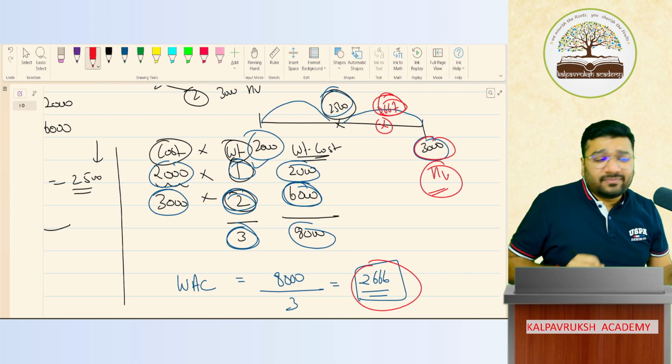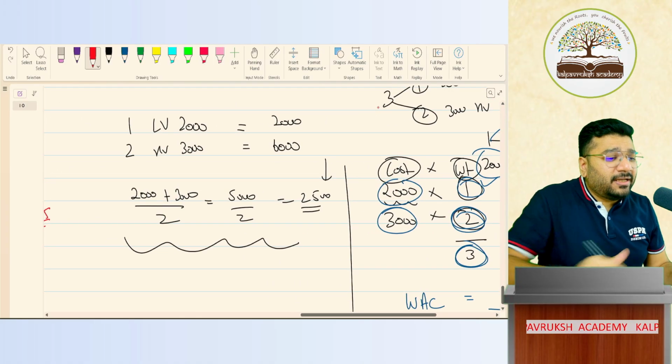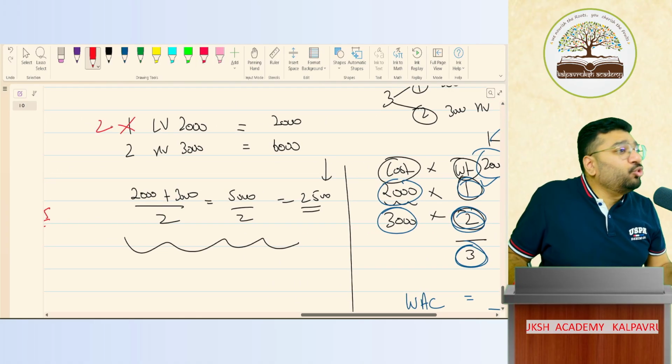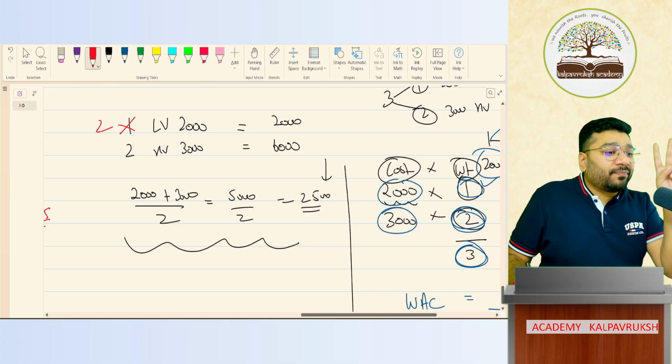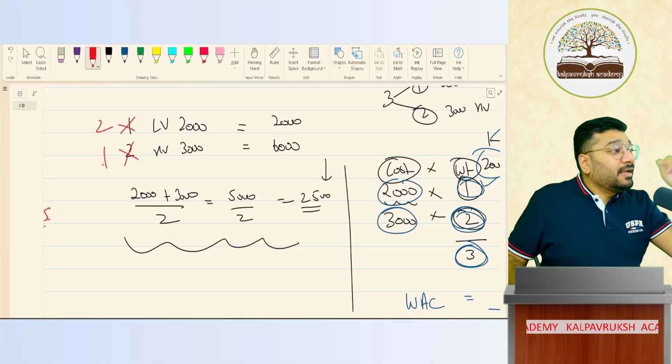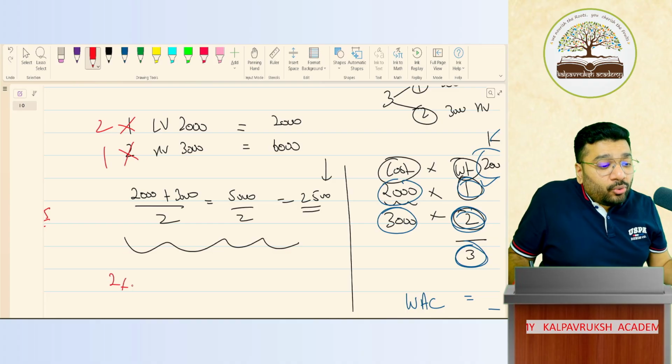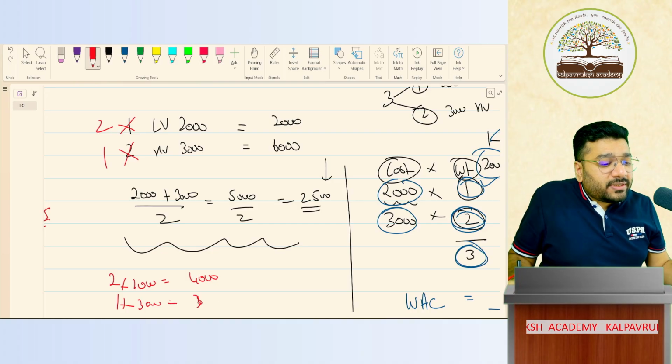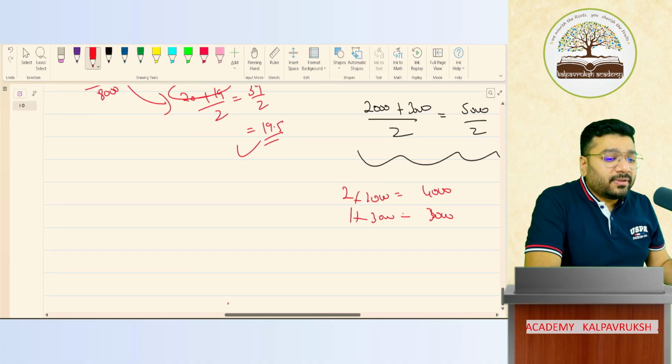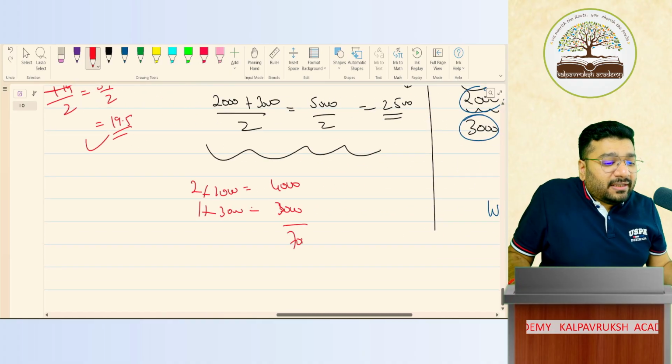Tell me. On the other hand, imagine this is not 1, this is 2. Low price value is 2. High price value is only 1. Now what is the weighted average cost? 2 into 2000, which is 4000. 1 into 3000, which is 3000. So what is the total now? 7000. 7000 divided by 3, how much is it? 2000?